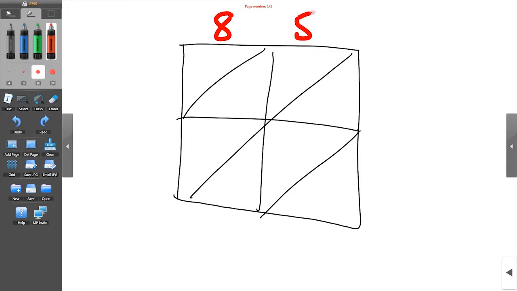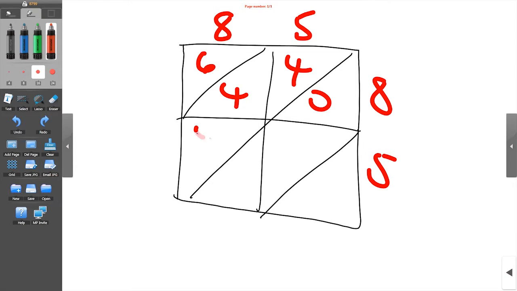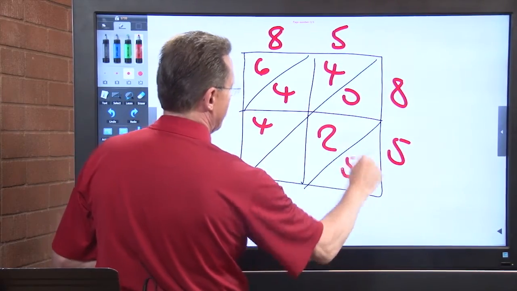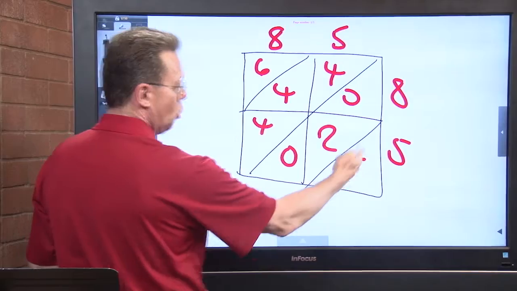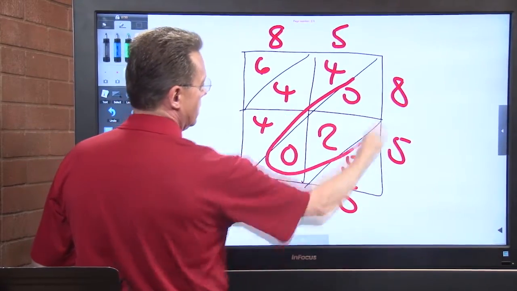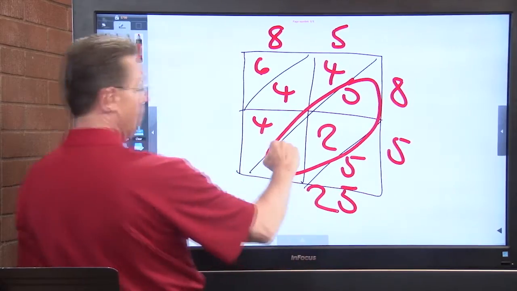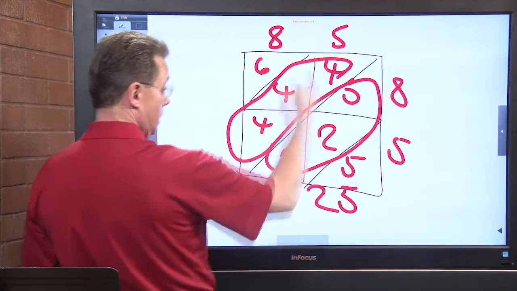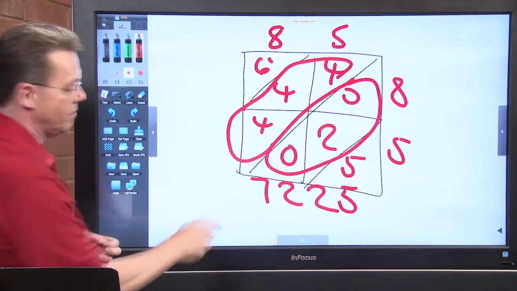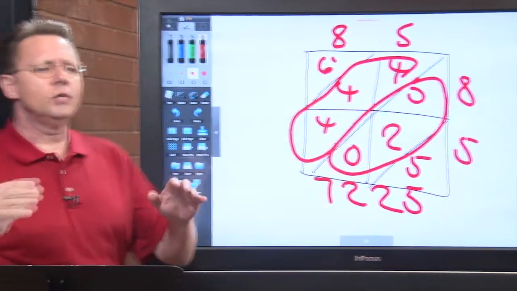85 times 85. 5 times 8 is 40. 8 times 8 is 64. 8 times 5 is 40. And 5 times 5 is 25. Put that 40 in there. The total in this triangle is 5. In this trapezoid is 2. In this other trapezoid is 12. Carry the 1 is 7. 7225. But now I want to show you how you can do this in your head.